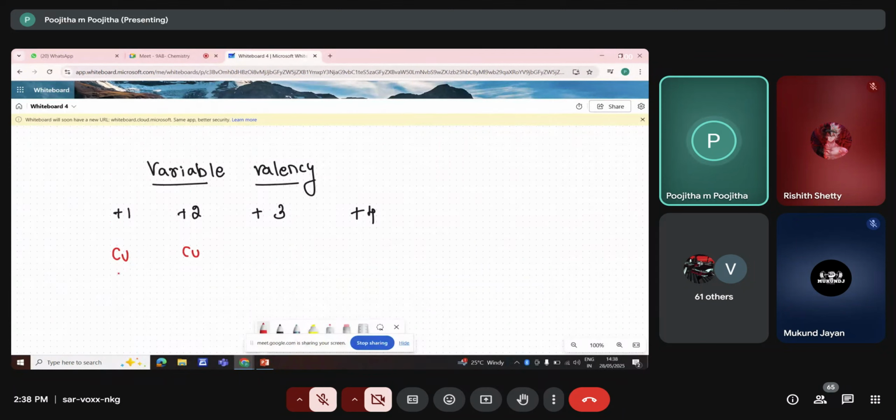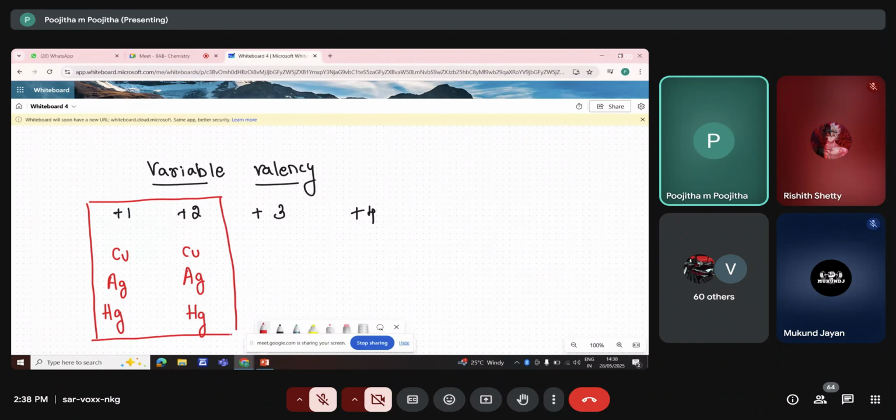Last year also you learned this chart, children. Copper, what is Ag? Silver, then Hg, mercury. So these three elements show variable valency of what? Plus 1 and plus 2. That is why I have written it under plus 1 and plus 2. Got it? Are you also writing? Please write.